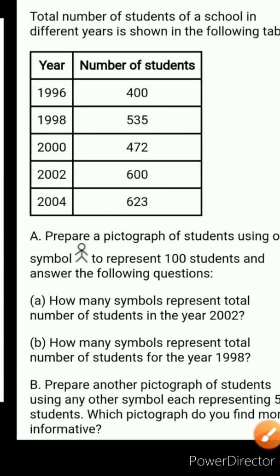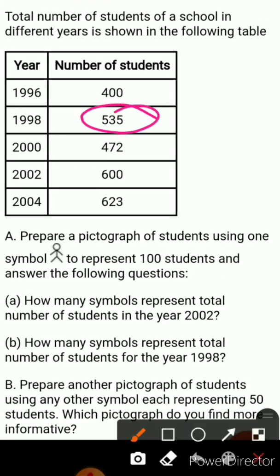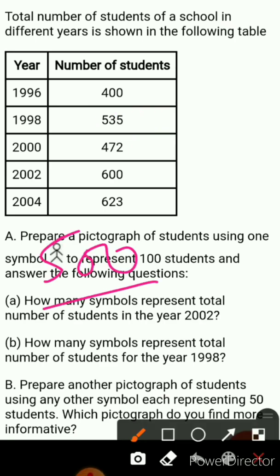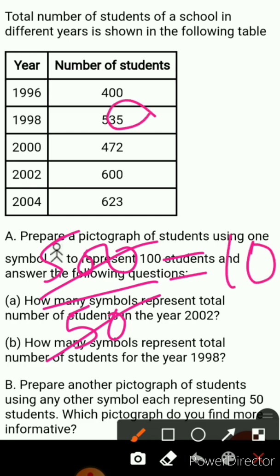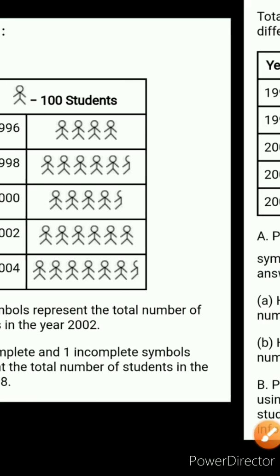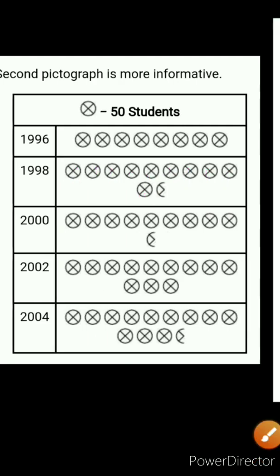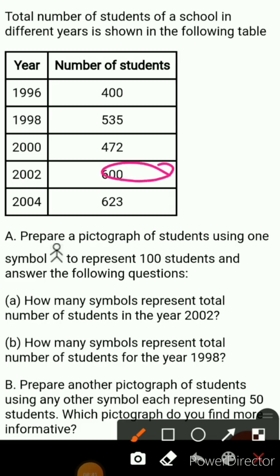Now in 1998 the number of students is 535. So for 500 we will use 10 symbols, and for 35 we will use 1 incomplete symbol. Clear? So here is your answer: 1 2 3 4 5 6 7 8 9 10, and this one is your incomplete symbol.